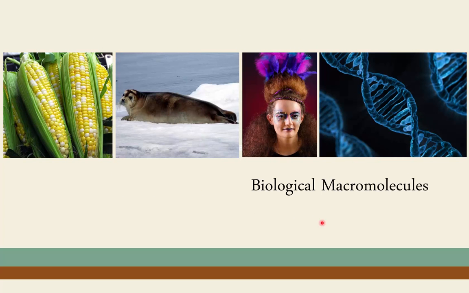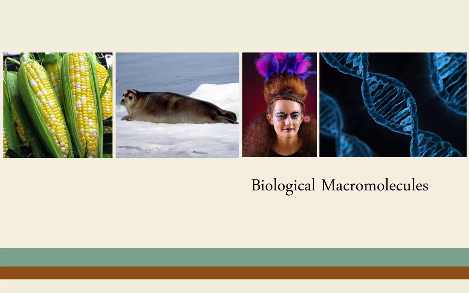So there's 4 of them that our bodies are made up of. I mentioned them earlier. You can see there's 4 different pictures here that represent all 4. This corn would represent sugars or carbohydrates. The seal would represent lipids. So that's another one of the 4. And we'll see the names as we go along here.